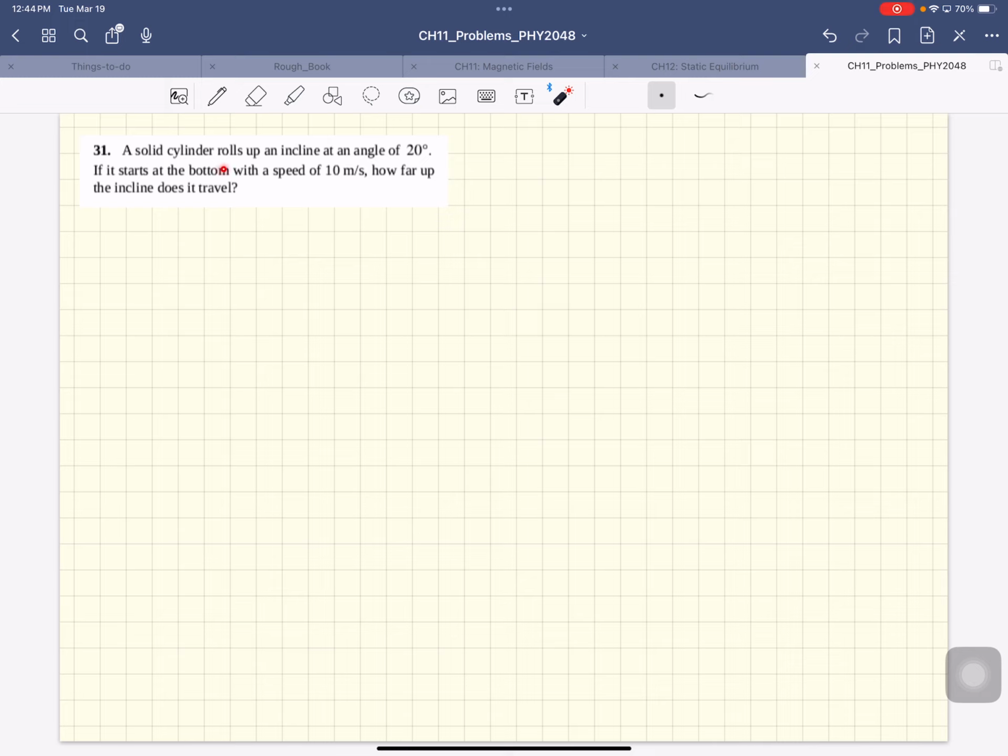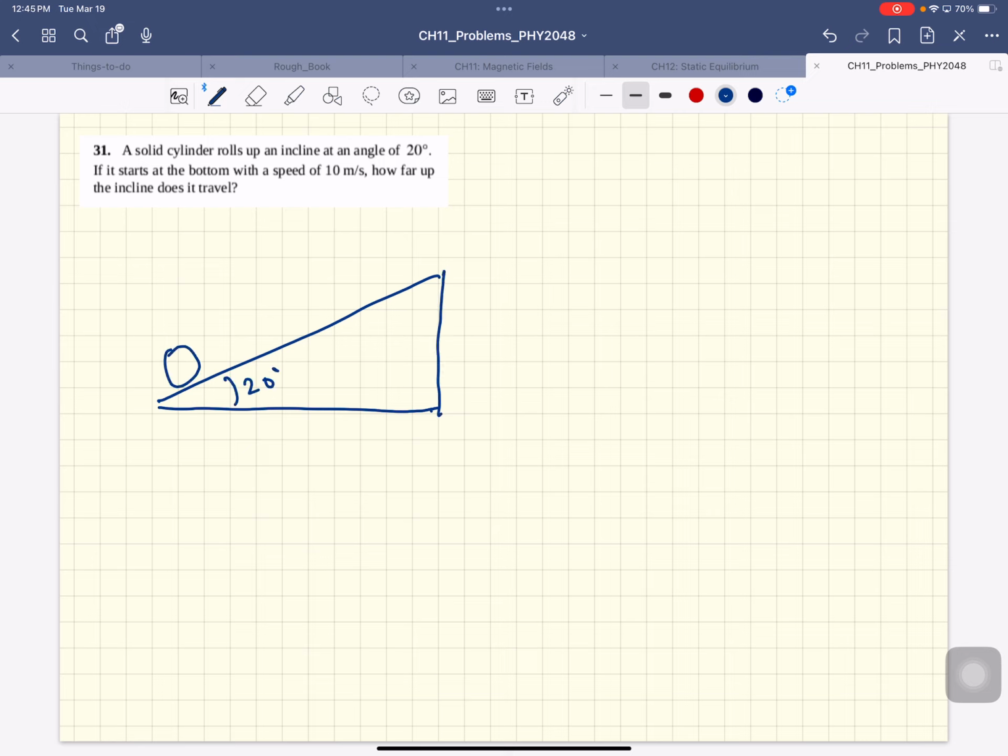A solid cylinder rolls up an incline at an angle of 20 degrees. If it starts at the bottom with a speed of 10 meters per second, how far up the incline does it travel? Okay. So this is a 20-degree incline. This cylinder is rolling up, and its initial center of mass velocity is 10 meters per second. Okay, so our x-axis will point that way, and so on.